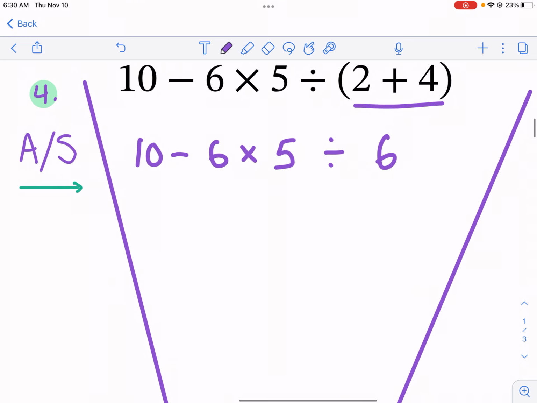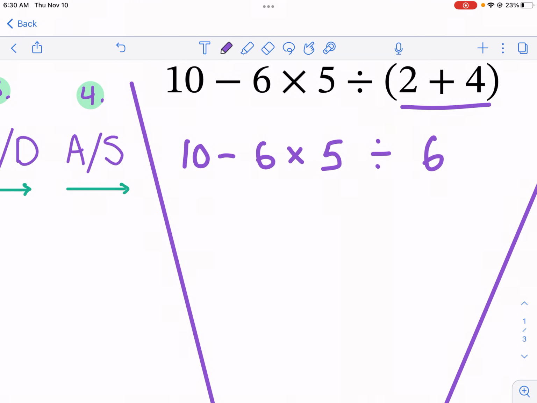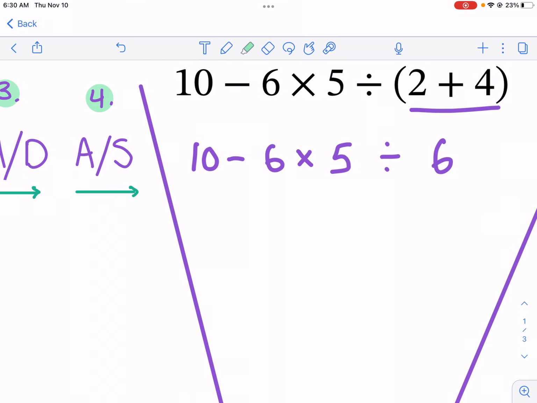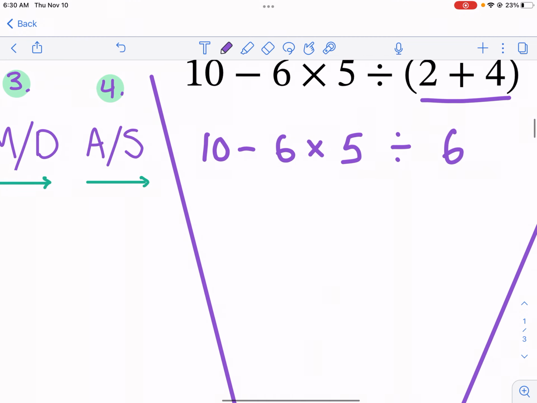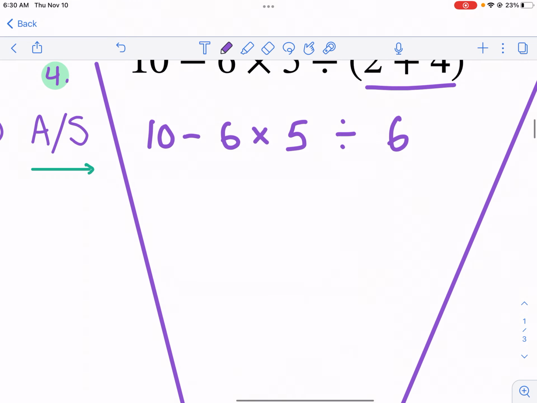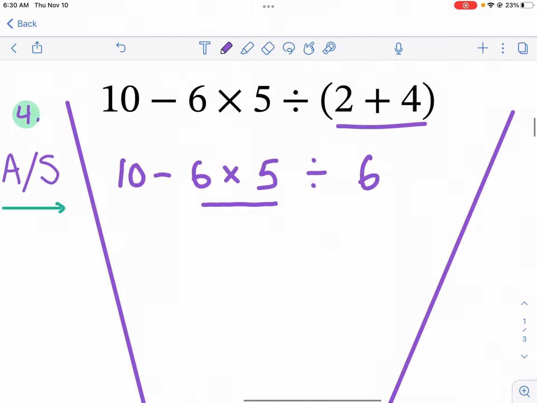Okay, now I have subtraction, multiplication, and division. Since I have both multiplication and division, I'm just going left to right. So I'm going to start, and this is so weird for my students, we're not doing 10 minus 6 first. We don't just go left to right here. We need to start with the multiplication, so we're going to do the 6 times the 5. Okay, so 6 times the 5 is what comes first, and that gives me 30.